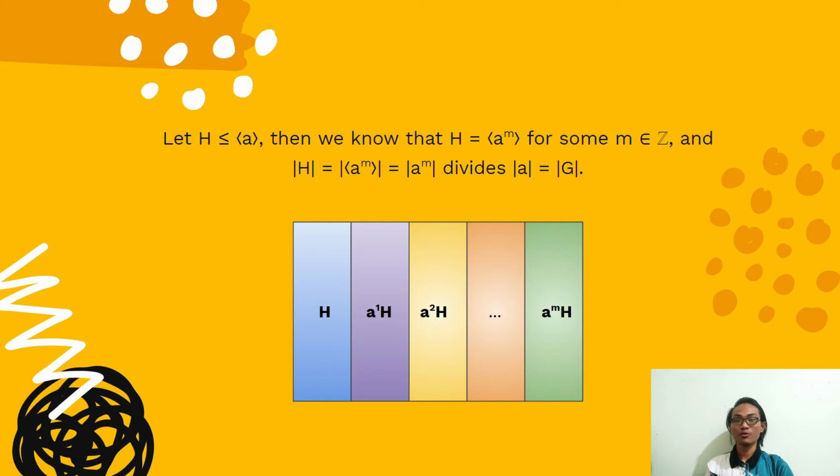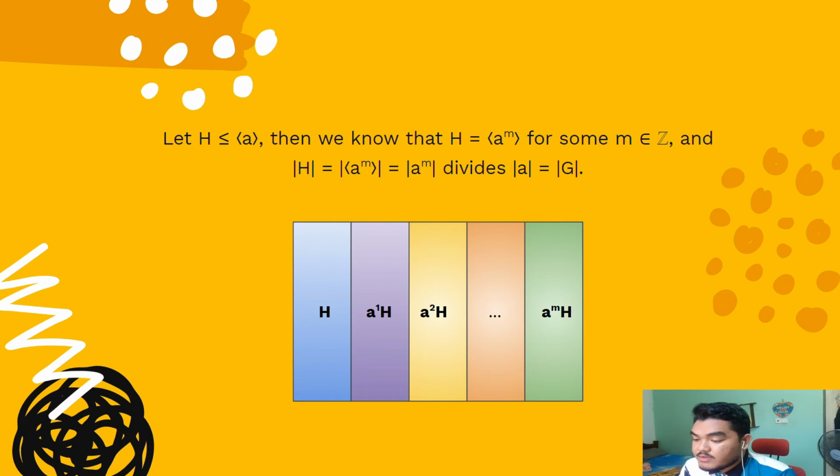If you look at the diagram below, we can see there is an element of G. There is H, A1 times H, A2 times H, until AM times H. These are the left cosets of the group. So there is H in the group G, and if we add A1 times H and A2 times H, there is no overlap with H and they have the same size. So it can be divided by the element, the order of the group.